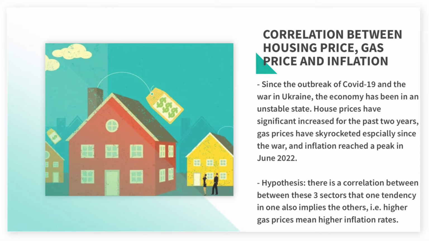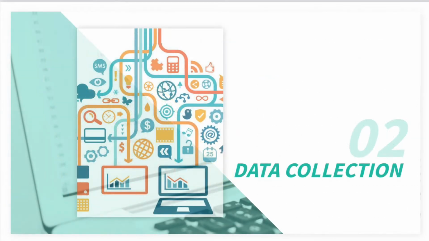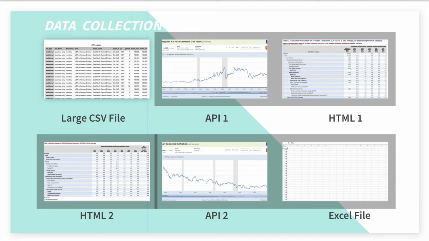the others will. For data collection, since we are analyzing three different sectors, house price, gas price, and inflation, we had to use different datasets. The CSV dataset is an 11 megabyte file with more than 118,000 rows and 10 columns containing data for the house price index, or HPI.